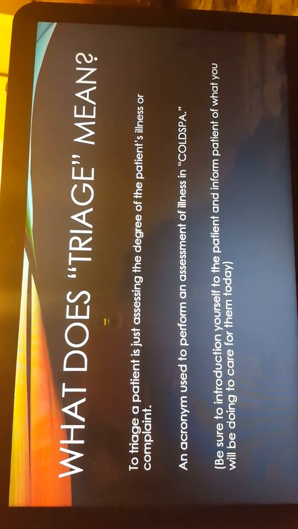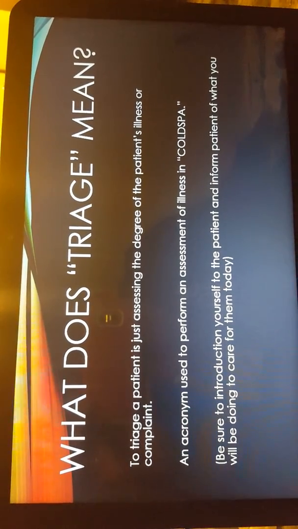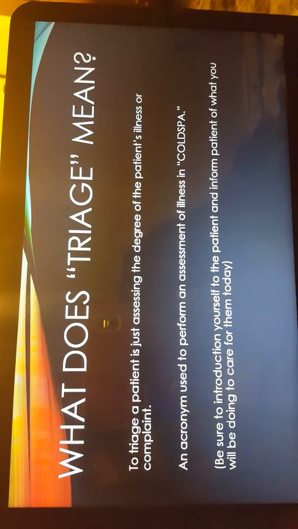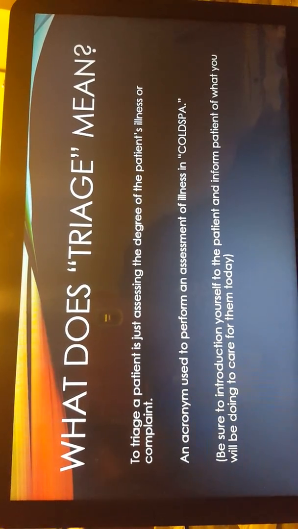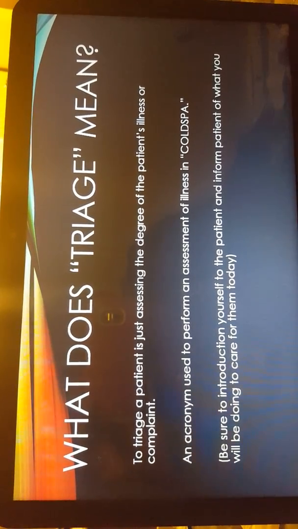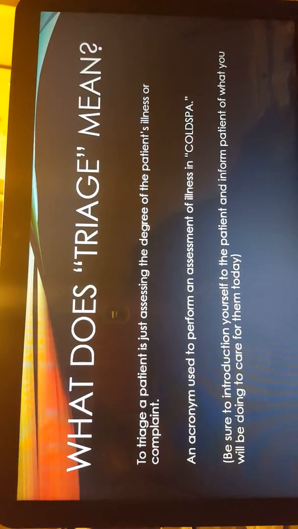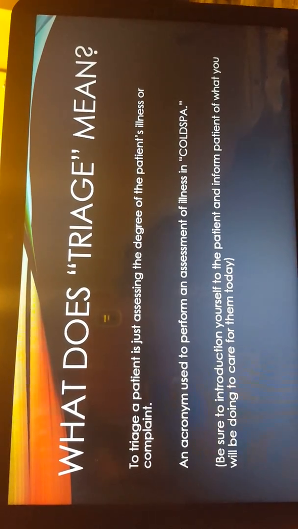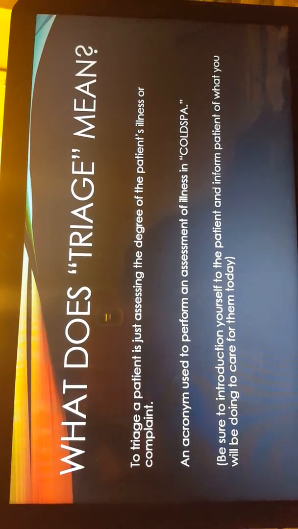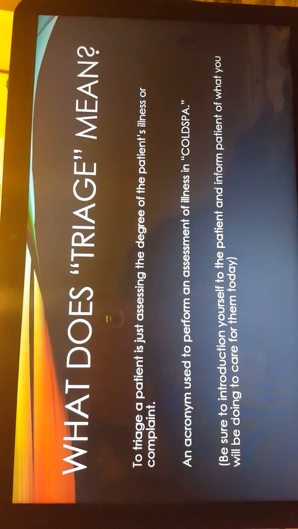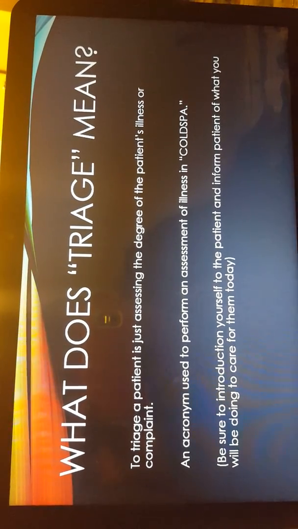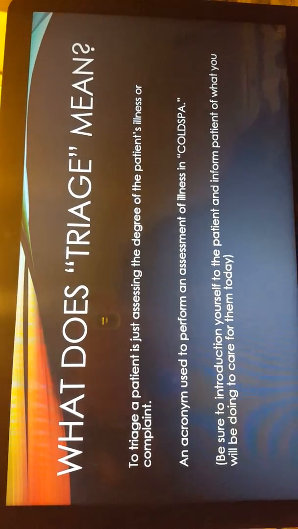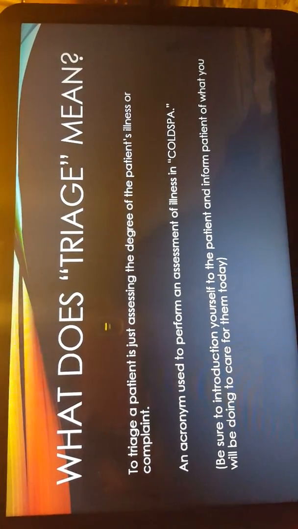What does triage mean? Triage is basically assessing the patient for the degree of their illness or complaint. For our assessment here, when we're triaging the patient, we're going to further assess the illness using COSPA. When you're assessing your patient, be sure that you introduce yourself first. Make sure that you let your patient know what you will be doing for them. And be sure that you get permission to provide care for your patient.